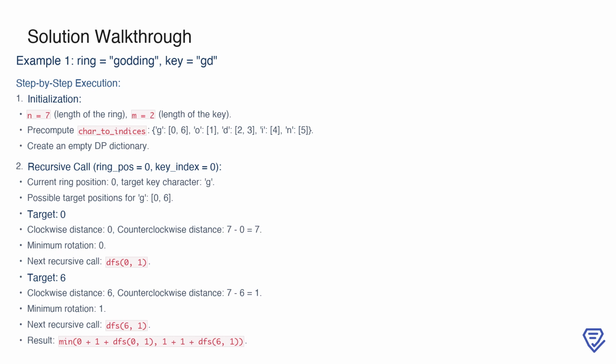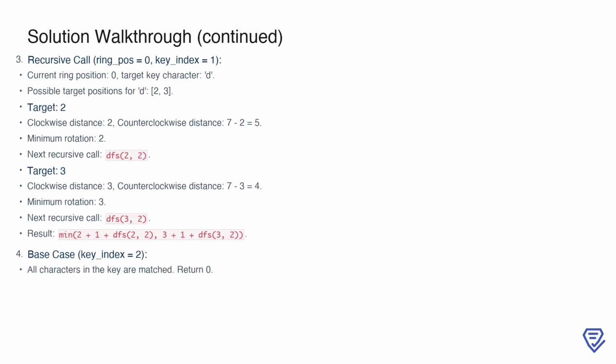For each target, we calculate the clockwise and counterclockwise distances. For position 0, the minimum rotation is 0, while for position 6, the minimum rotation is 1. The recursive calls then proceed with these target positions and the next key index, building the result as the minimum steps required to match the key from these positions. Now, in the next recursive call, the current ring position remains 0, and the key index advances to 1. The target character in the key is now D, which appears at positions 2 and 3 in the ring. For position 2, the minimum rotation is 2, and for position 3, the minimum rotation is 3.